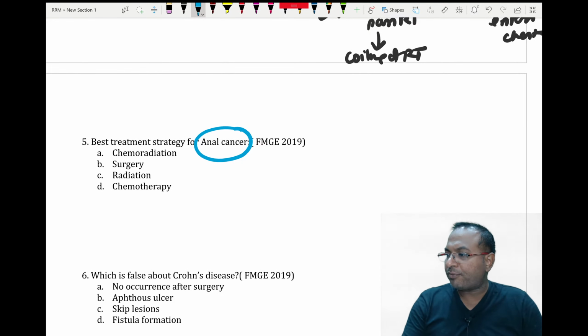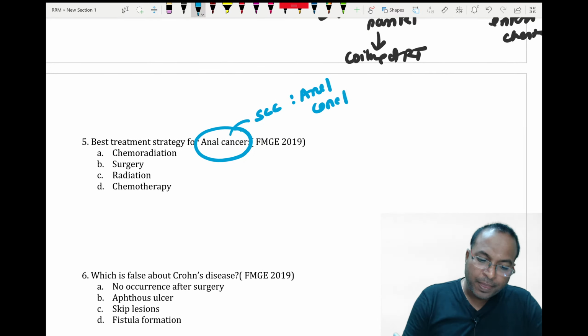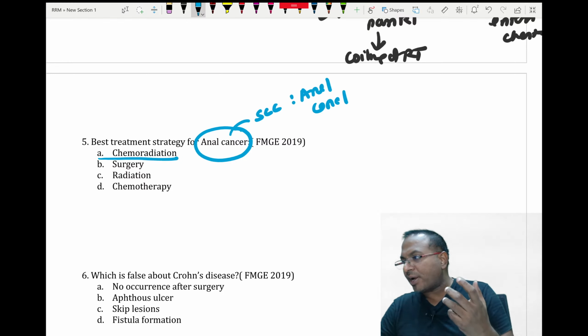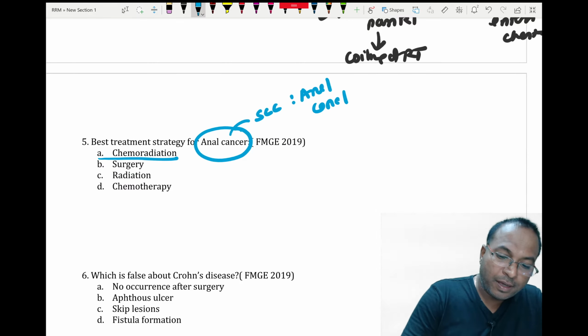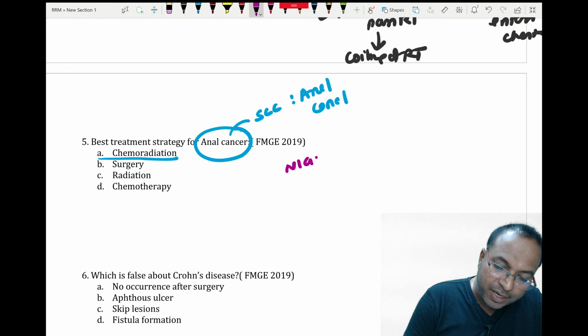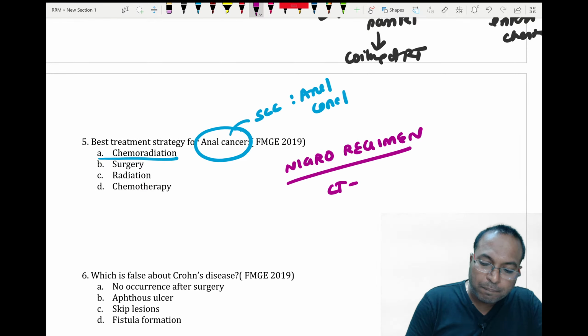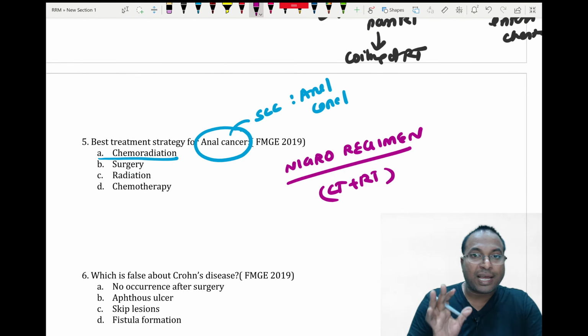The best treatment for anal squamous cell cancer. Squamous cell cancer of anal canal. What is the best treatment of anal canal squamous cell cancer? It is chemoradiation. Can somebody tell me what is the name of that regimen? Yes, Nigro regimen. Please remember, it is known as Nigro regimen. Nigro regimen is a chemotherapy plus radiotherapy regimen given for squamous cell cancer of anal canal. This question can again come for you.